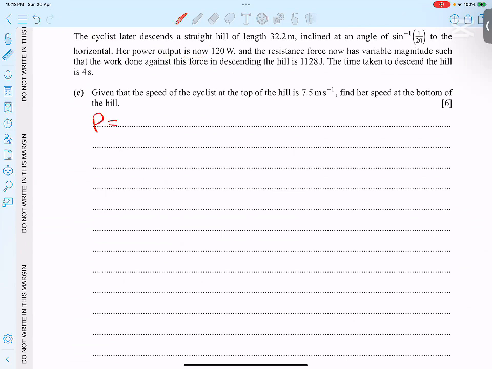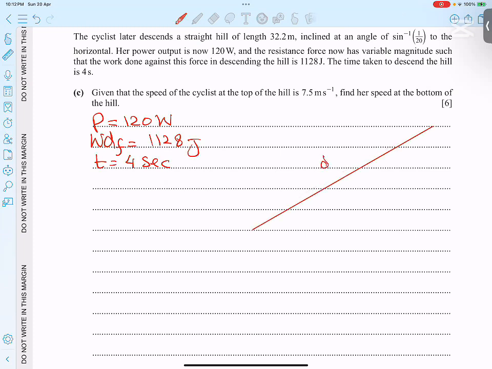So let me read it and write it better, because if we just read, we will not get it easily. Friction is a resistance force to the motion, with such work done. The work done by the frictional force is given here as 1128 joules. The time taken to descend is 4 seconds, and we have to find the distance.